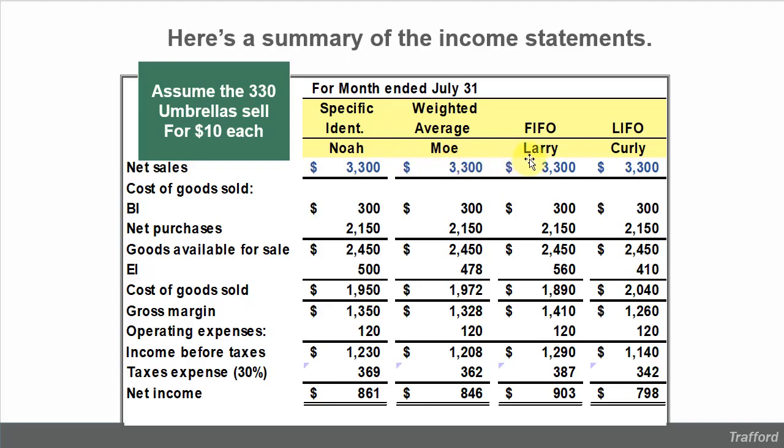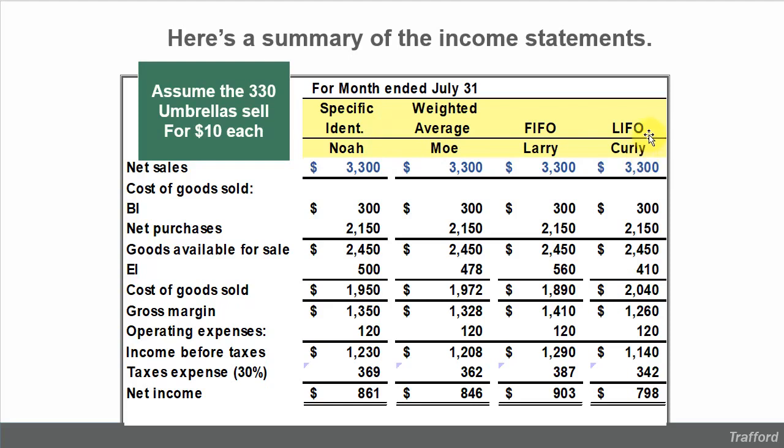Mo, Larry, and Curly. And the four of them had absolutely identical economic transactions. So they all started out with 60 black umbrellas, they all purchased the same umbrellas at the same cost, and they all sold, miraculously, 330 umbrellas for $10 each. So I've built income statements for each of these four umbrella vendors, and we're going to assume that Noah chose to use the specific identification method, Mo used weighted average, Larry used FIFO, and Curly used LIFO.